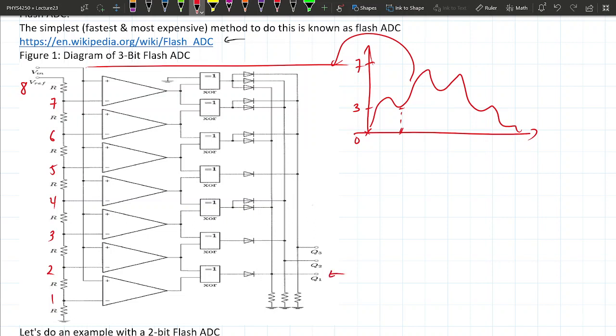Q0 is basically going to be the ones place. If you're writing a binary number, this will be Q3, Q2, Q1, Q0. These are ones and zeros, ones and zeros, ones and zeros. So you get 0 as the output.